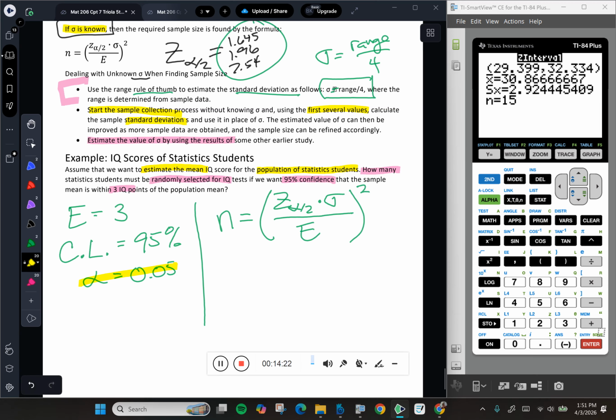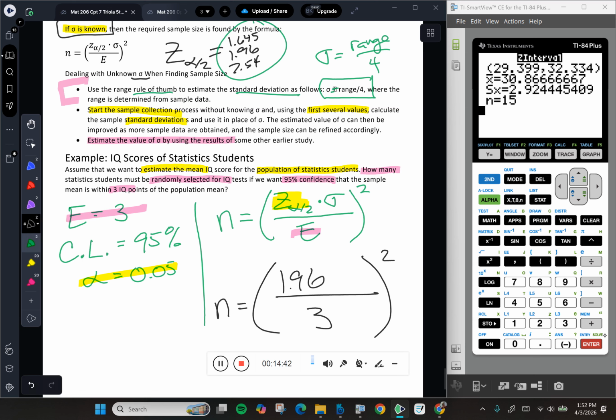That z value is going to be 1.96. So I know that n is equal to the quantity 1.96 times, and I know that the margin of error is 3, so 3 is going to go downstairs. I know something's going to be squared, but I don't have my standard deviation. So what am I going to do? Well, I've got to estimate it somehow. I've got to estimate a standard deviation for a population.